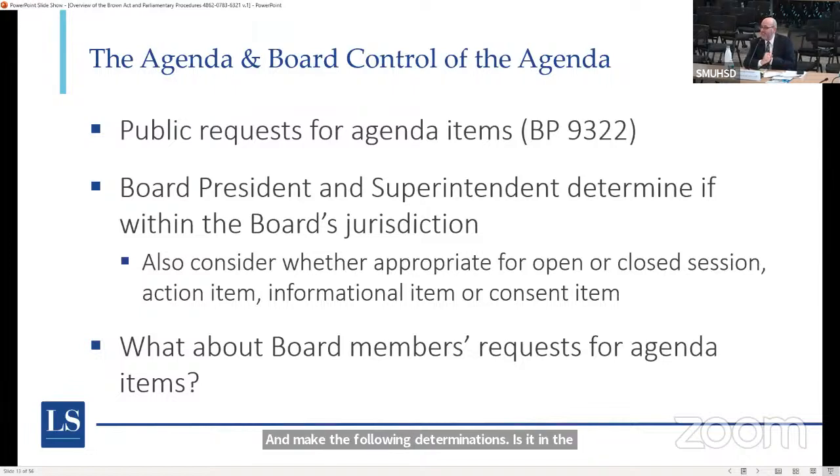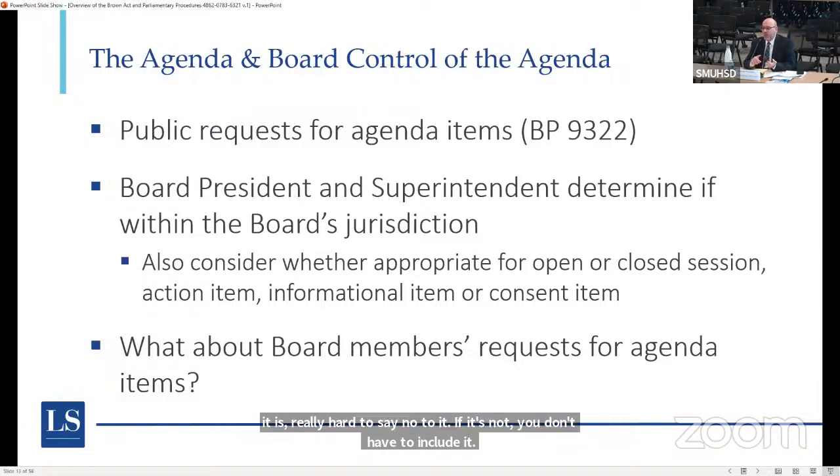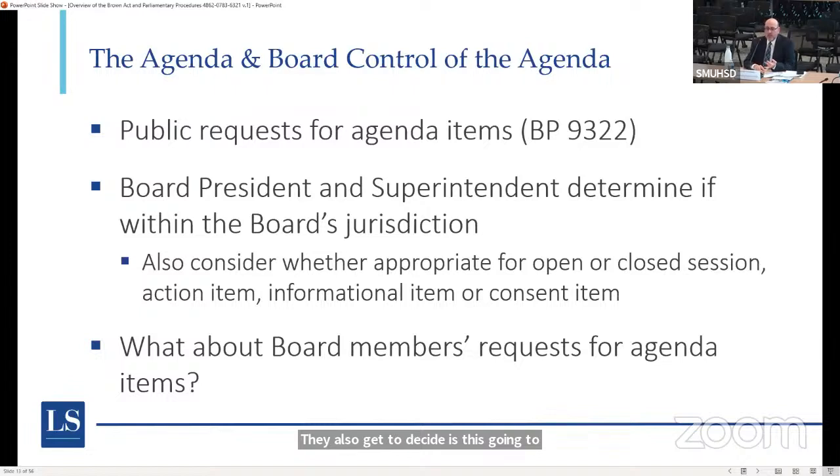If it is, it's really hard to say no to it. If it's not, you don't have to include it. They also get to decide: is this going to be at a regular meeting or a special meeting, open session versus closed session? Is it going to be a discussion item? Is it going to be an action item? You still control your agenda. You get to decide how and when it gets agendized. The members of the public just get to ask for it.